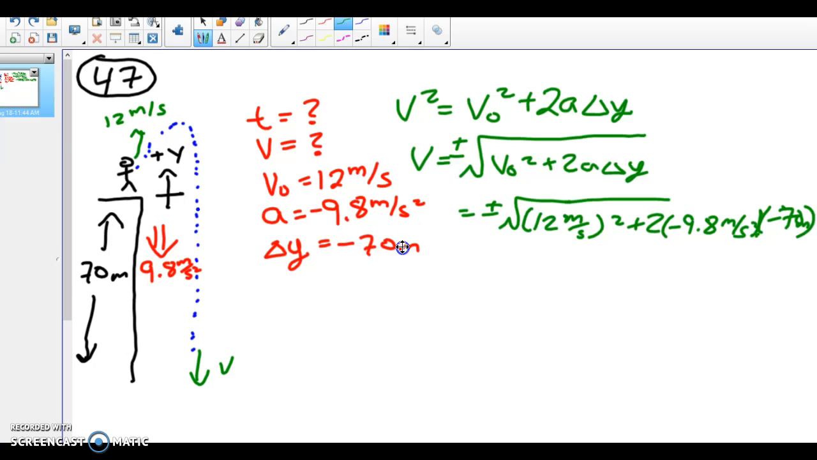All right, so I do that, and let me find that in my notes. It's plus or minus, but remember, plus doesn't make sense because I'm going down. So my answer is going to be a negative 38.9 meters per second. That's half the problem.